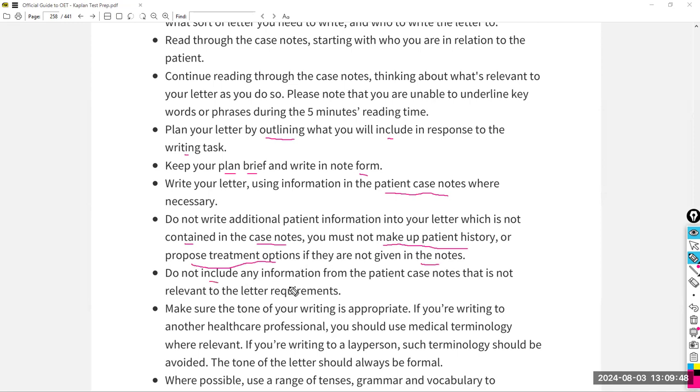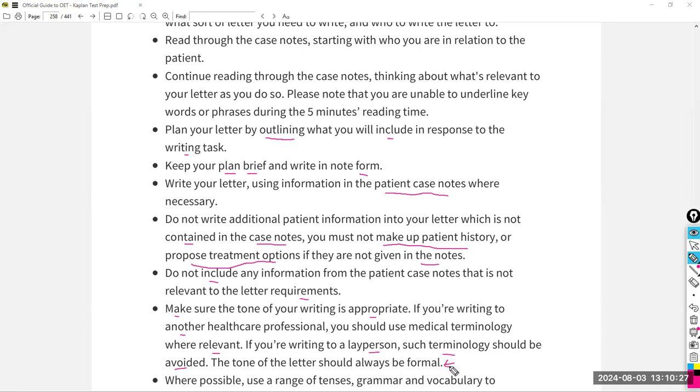Do not include any information from the patient case notes that is not relevant to the letter requirements. I have to make sure the tone of my writing is appropriate, absolutely. If you are writing to another healthcare professional, you should use medical terminology where relevant. If you are writing to a layperson, any normal person, such terminology should be avoided. So the tone of the letter should always be formal.